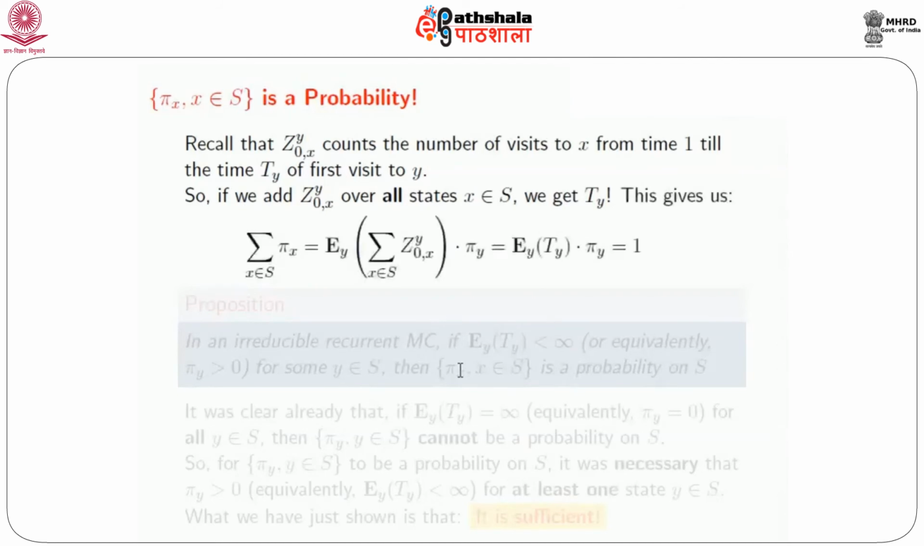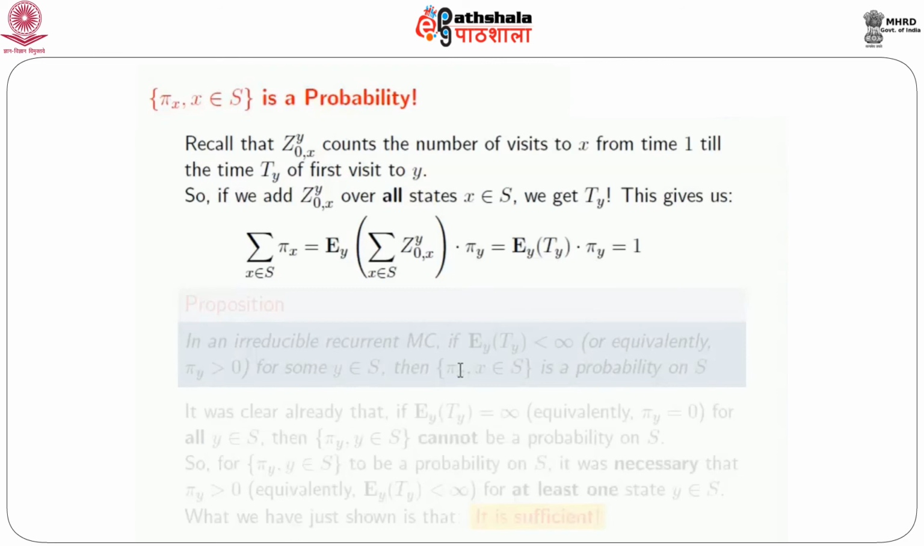So combining that with the earlier result, what do we get? The expression of pi X, X over X, we already saw that this is equal to the second expression in this equality. And the first factor of the second expression is EY of TY, because that sum of Z0Xs over all X in S is just TY. So what you end up getting is EY TY times pi Y, but that by definition is 1, because EY TY is a finite quantity and pi Y is just its reciprocal. So the product of the two is 1.